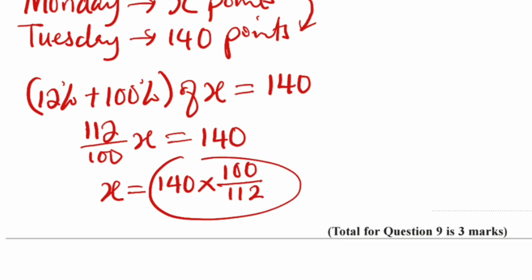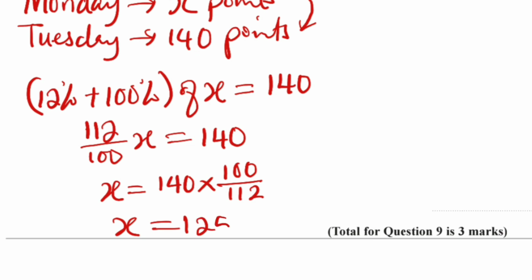If you multiply everything here, you're going to get 125 points. So this is what he scored on Monday, and the question carries 3 marks. As simple as that.